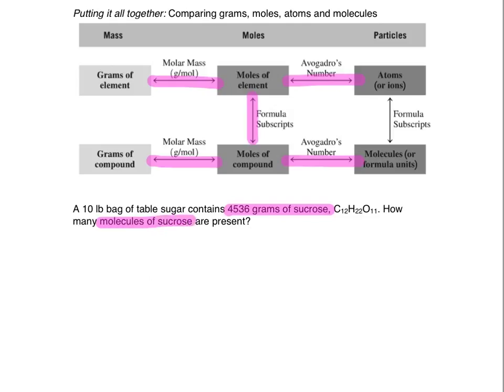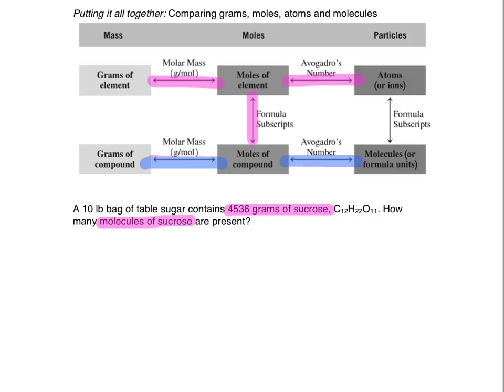Okay, so in terms of our flow chart up here, we're going to be going from grams of a compound to molecules. All right, so we're going to be using these 2 arrows in our flowchart. So this is basically the plan that we usually make. We know we're going to need the molar mass, and we know we're going to need Avogadro's number. Okay. So the first thing we're going to do is calculate the molar mass.